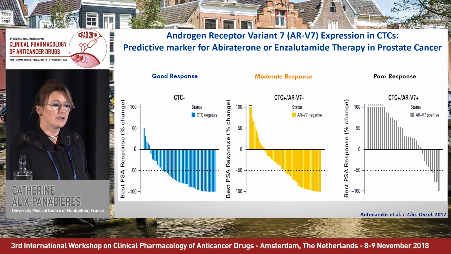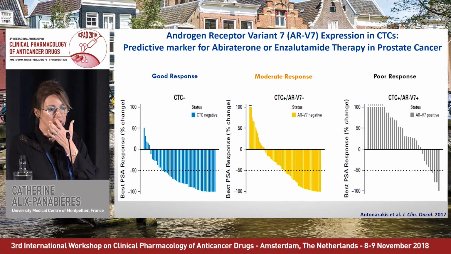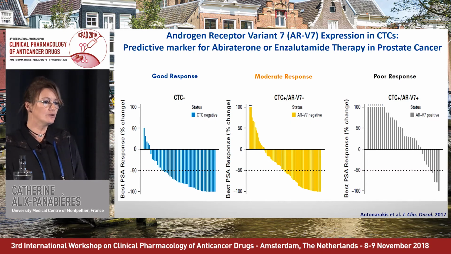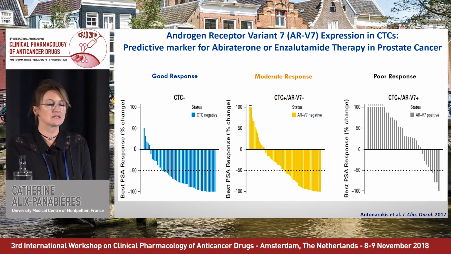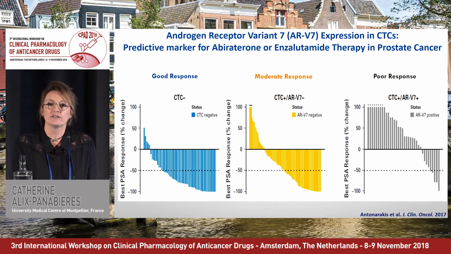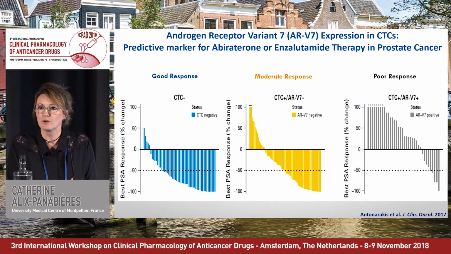Another nice example is the expression of androgen receptor variant 7, and it was shown a few years ago by Emmanuel Antonarakis. What he could show is that when you have this expression of this variant in CTCs, you have really a resistance to abiraterone and enzalutamide therapies in prostate cancer. So what you see clearly here, you have a good response with these drugs when you have no CTCs, so it seems to be okay.